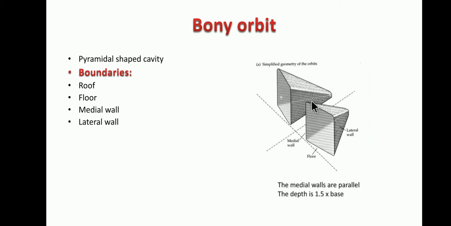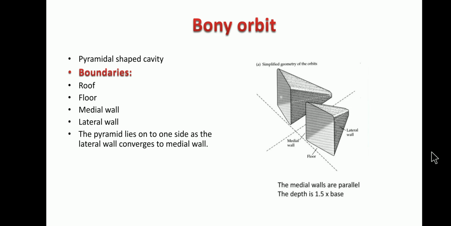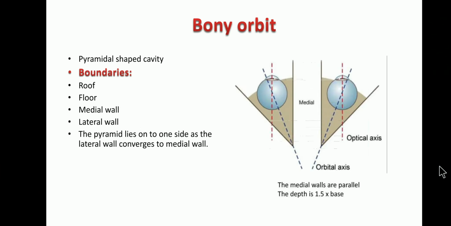Whereas anteriorly, any blunt object cannot hurt the eyeball because the orbital margins are projecting anteriorly. I told you this is actually lying to one side. That is how you are able to see both the sockets. The medial wall is actually parallel. The lateral wall is converging.